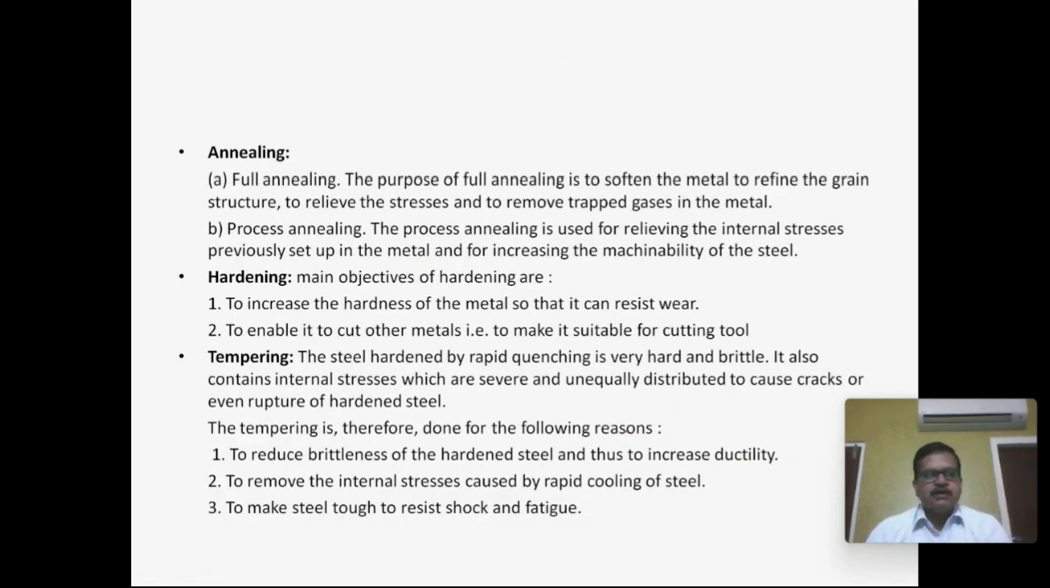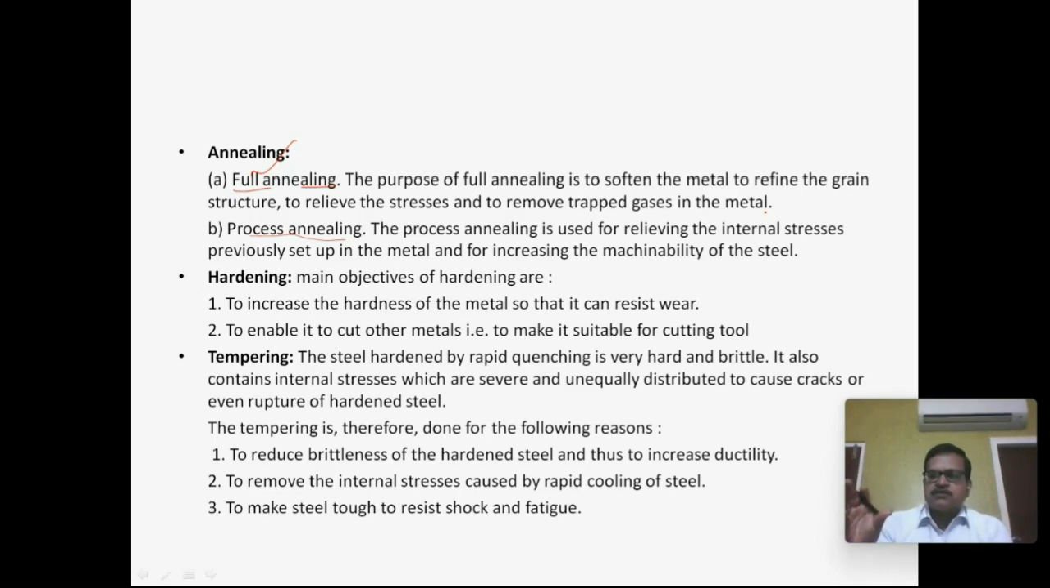Next, annealing. So here we have two types of annealing. One is full annealing and another is process annealing. The purpose of full annealing is to soften the metal, to refine the grain structure, to relieve the stresses, to remove the trapped gases in the metal. So the purpose of full annealing is to soften the metal. The hardened metal is softened by the change in the grain structure.